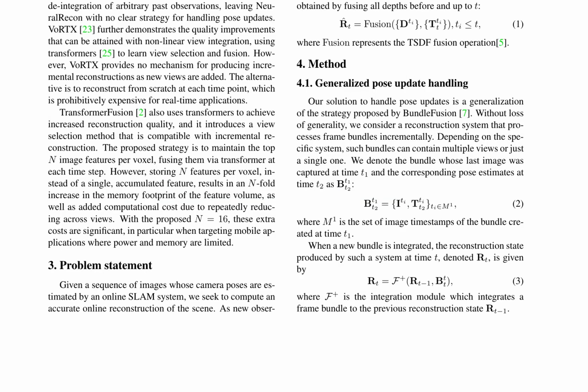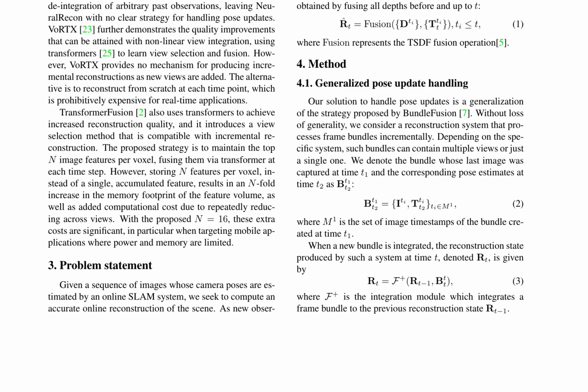Formally, the problem involves image captures and pose estimates at different time points, with the assumption of a ground truth depth image paired with each color image. To address this challenge, the authors propose a generalized pose update handling method, building upon the strategy proposed by bundle fusion. They consider a reconstruction system that processes frame bundles incrementally, denoted as B_{T1,T2}, where the last image was captured at time T1 and the corresponding pose estimates at time T2.